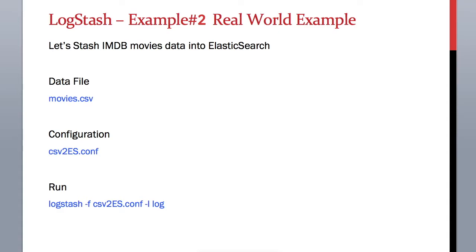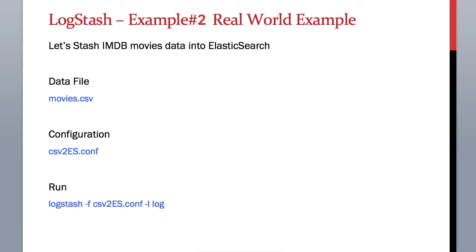Let's build another data pipeline using LogStash. Now for input, we will use a file in this case, and our file is a comma separated file. It has a list of some movies downloaded from the IMDb database. And after we run LogStash, we want this file to be loaded into Elasticsearch in its own index.